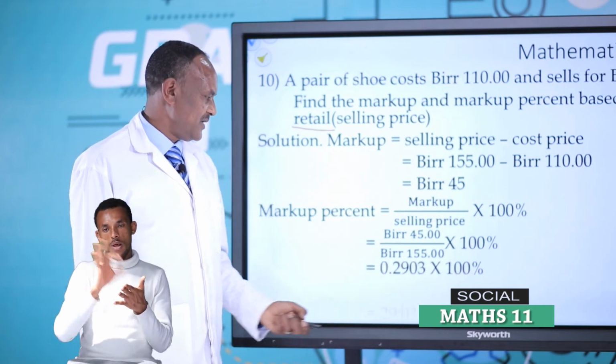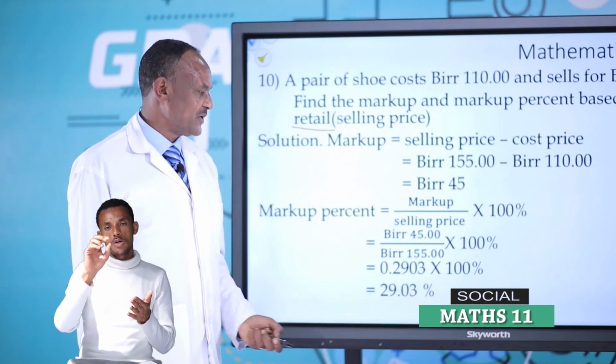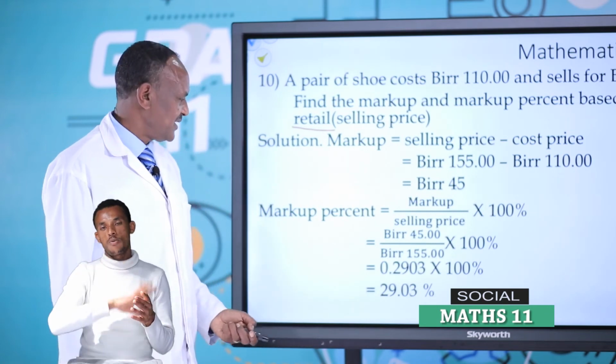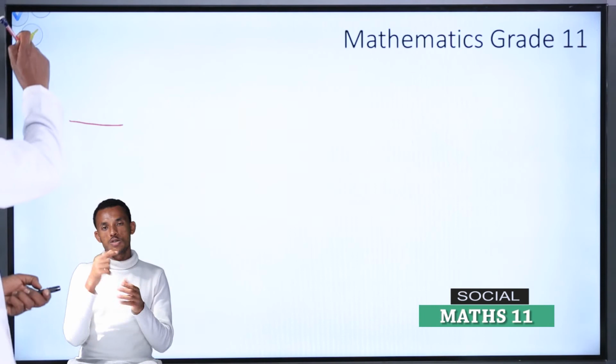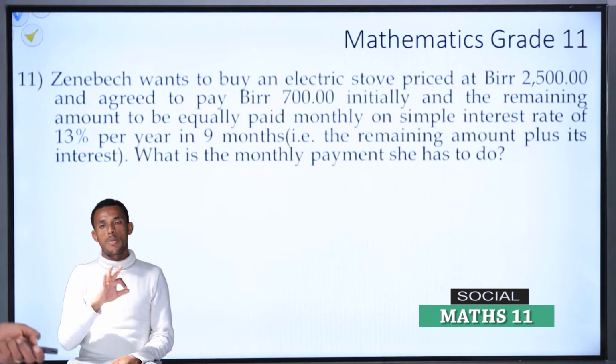You will get this value. You have a number, 29.03%. It is the profit gained by selling that shoe, which will be the markup percent.